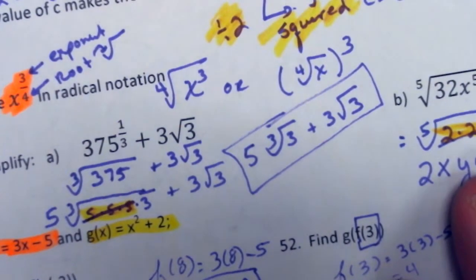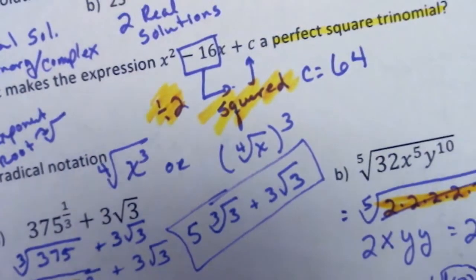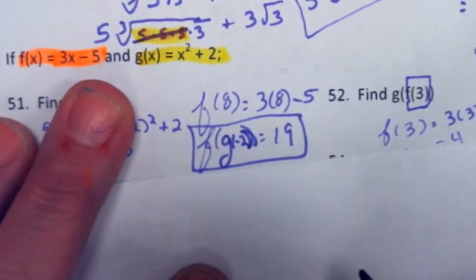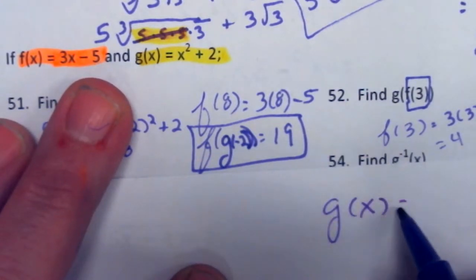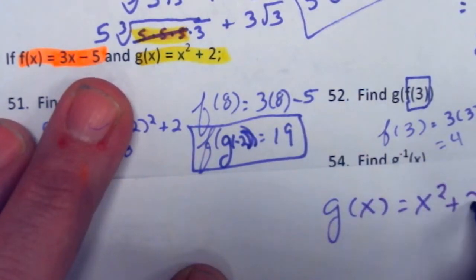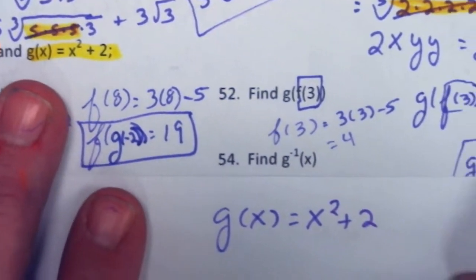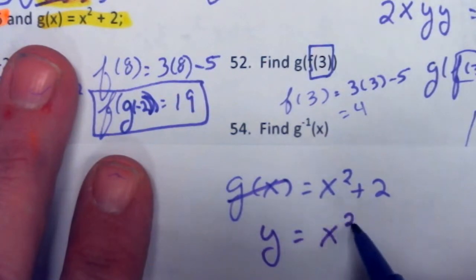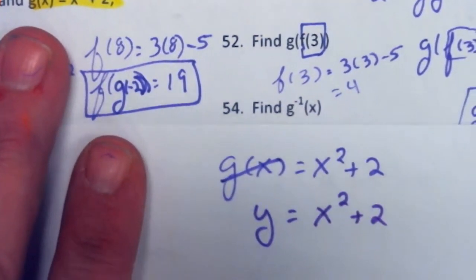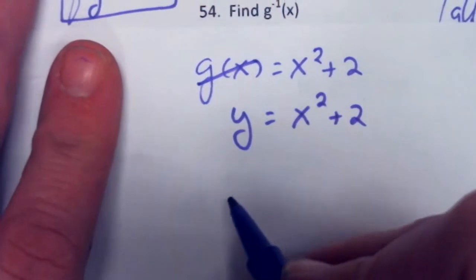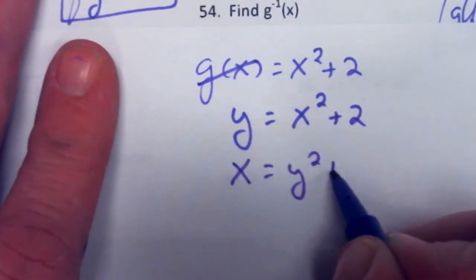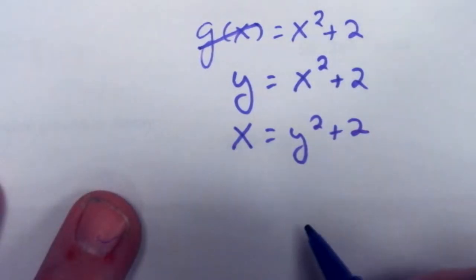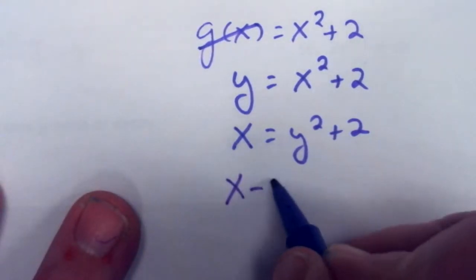54. Find g inverse of x. Well, if you look up here, right there, g of x equals x squared plus 2. Okay. So I'm going to do the same thing. I'm going to get rid of the g of x and just change it to y, just to make the notation easier. Then the next step is to switch x and y. So x equals y squared plus 2. And the last part of the problem is to get the y by itself. Solve for y, subtract 2 from both sides.